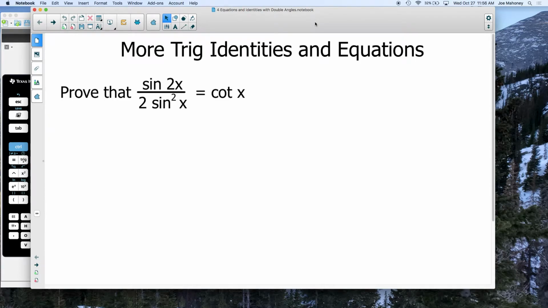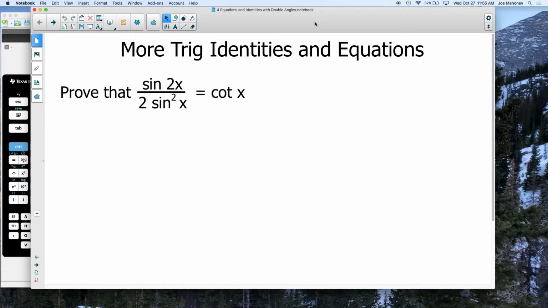This lesson is going to pull everything together over the last couple days. We're going to combine some of those new double angle formulas, those double angle identities for sine and cosine, along with some trig identities and some trig equations. This is like the capstone of our work with trigonometry.